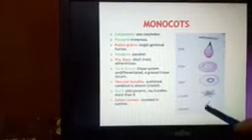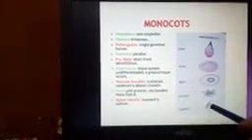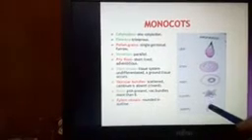First of all, the cotyledon. Here you see the plant gives rise to one cotyledon. If it contains one cotyledon, that means one means the mono.